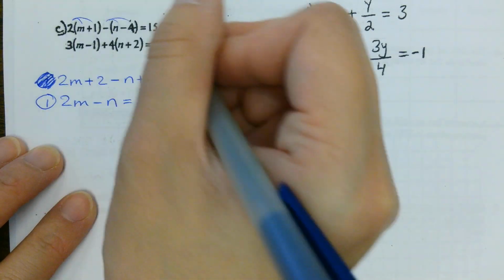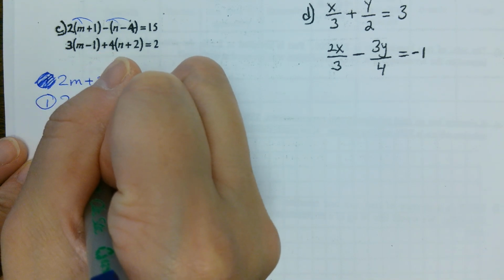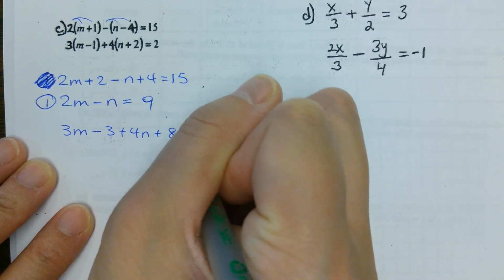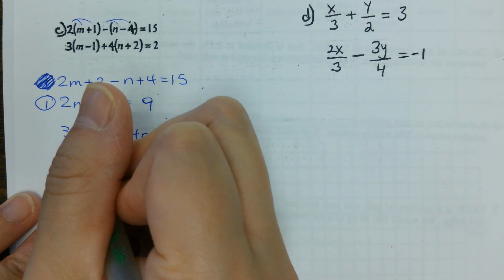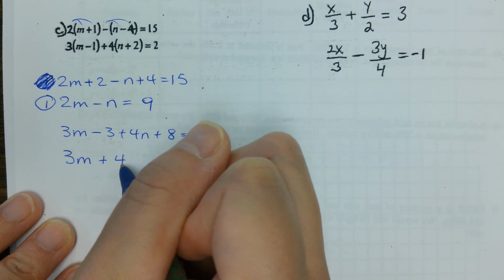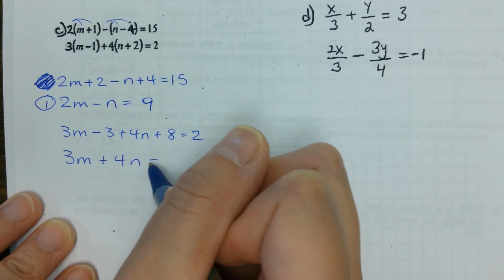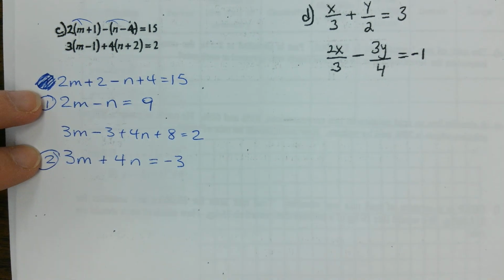Okay. Second equation, same thing. 3m minus 3 plus 4n plus 8 equals 2. So when you simplify all the like terms, you get 3m plus 4n. Add these two together, you get 5. Move it over to the other side, you get negative 3. So that's your second equation.